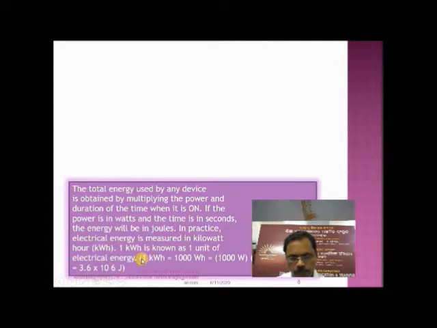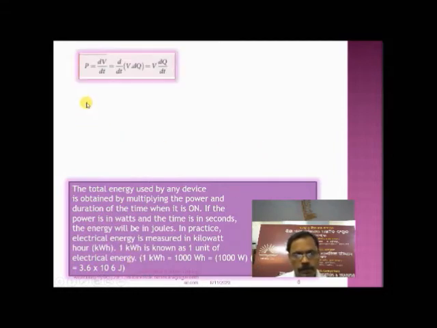That is equal to 3.6 into 10 to the power 6. 1 kilowatt hour is 1000 watts for an hour. Otherwise, we can represent it in joules, that is 3.6 into 10 to the power 6 joule. Then the equation for the power is the rate of change of energy, dU by dt, that is V into dQ by dt, where dQ is a small charge.